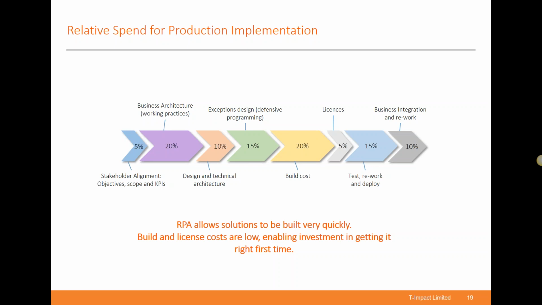Around 5% is for the robotics licenses. And then really important, once it's been deployed, is the reworking and the testing, making sure that it's all built and is running correctly. That'll ensure that you get that deployment right the first time.